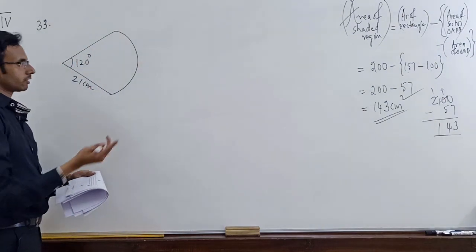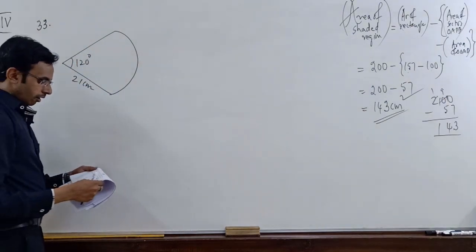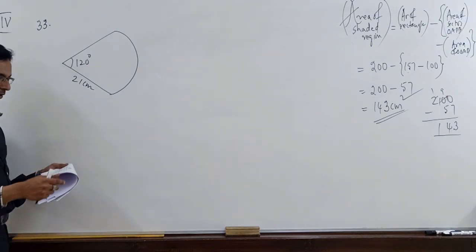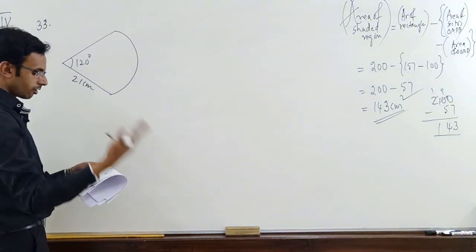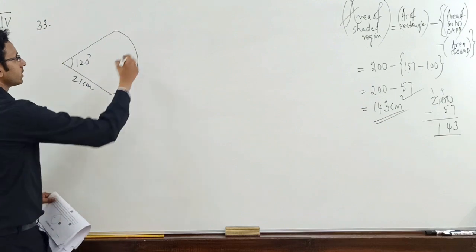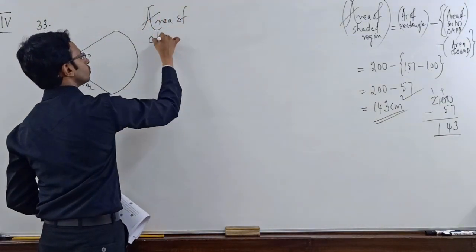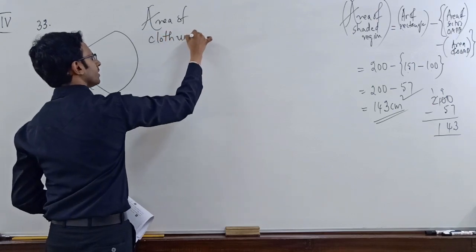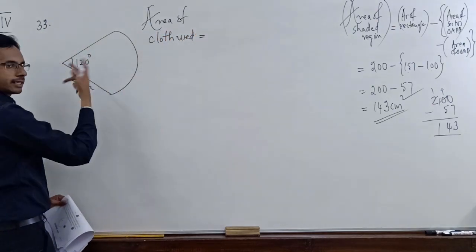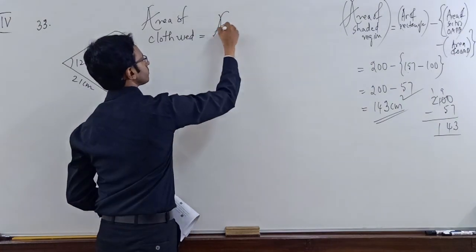It is in the shape of a sector of a circle, as we can see, of radius 21 and the angle is 120 degree. Calculate the area of the cloth used. First thing is area of cloth used. Area of cloth used is nothing but the area of the sector. Let us calculate.